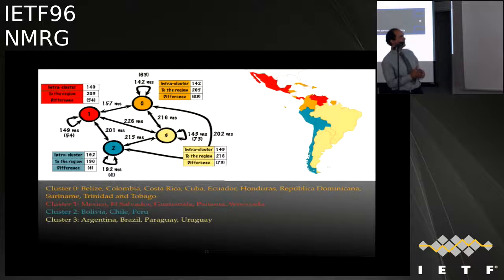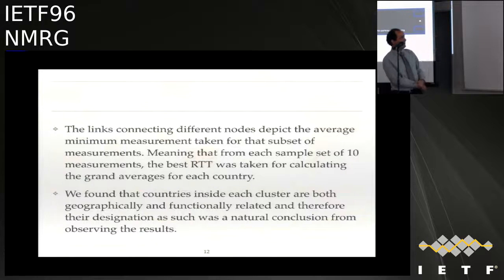We can also consider them one big cluster, but at the same time, they have some differences that let us differentiate them. Compared to the rest of the region, they have higher times, but between those two, between 0 and 1, they have only 157 milliseconds latency on average. So those are fairly interesting conclusions about how the region is behaving in terms of latency. And this is a simple explanation of the graph.